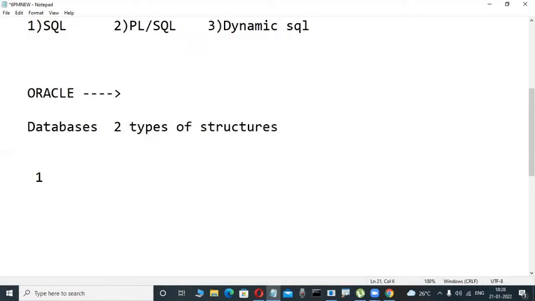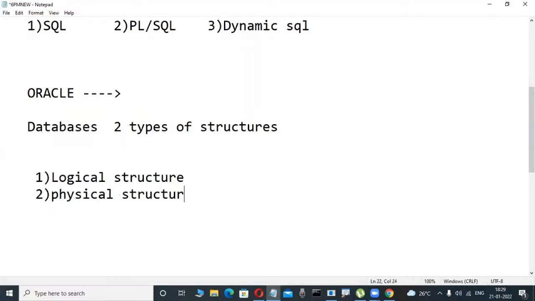Maybe anybody has an idea? Suppose you are taking Oracle, SQL Server, MySQL, DB2, any relational database software you are installing on your system, two types of structures are there. One is the logical structure. Database means it is a place where we can store structure. Here one is the logical structure. Another one is the physical structure.